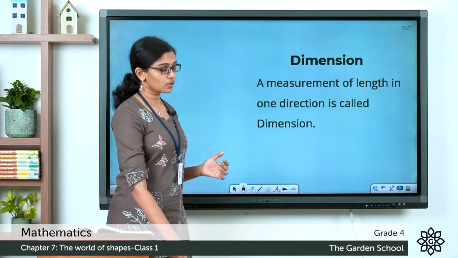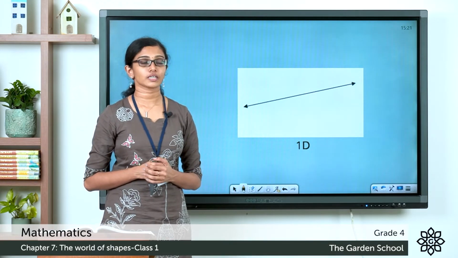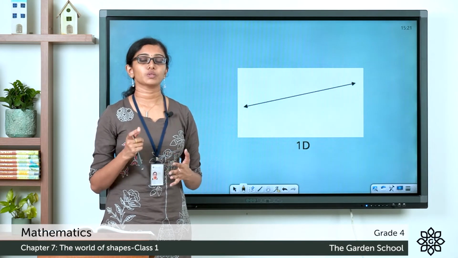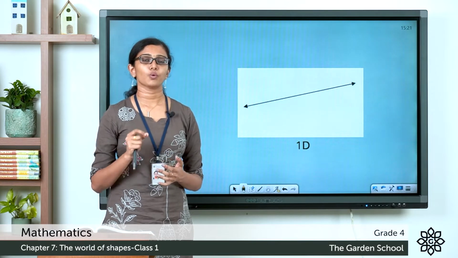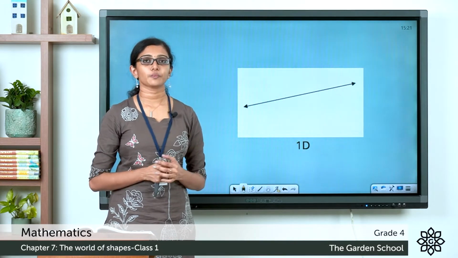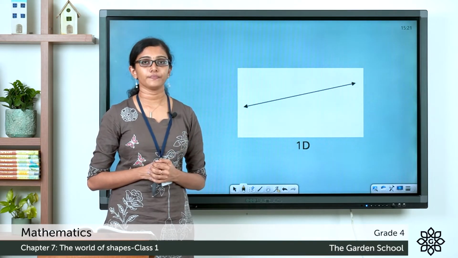What do you mean by one-dimensional? It means we need only one dimension or measurement to describe the shape. You can see a line here. We describe a line or line segment with just its length. It does not have any specific thickness. Most lines are very thin. So we need only one measurement in this case, and hence this is a one-dimensional shape or figure.